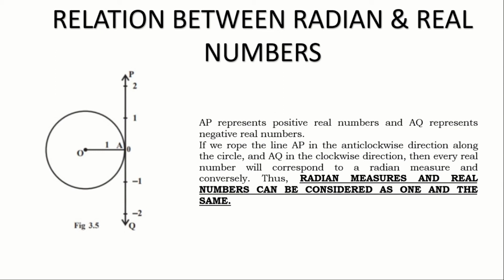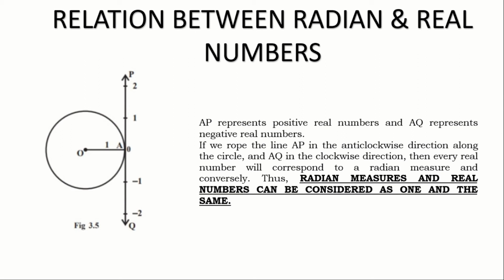Okay, so if AP is in the anti-clockwise direction along the circle, and AQ is in the clockwise direction, then every real number will correspond to the radian measured and conversely. Thus, radian measures and real numbers can be considered as one and the same. So if we bend that AP line in the anti-clockwise direction and bend this AQ line in the clockwise direction, what happens? Both of them will make a certain angle inside the circle.